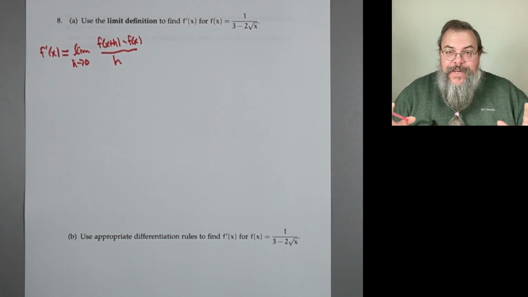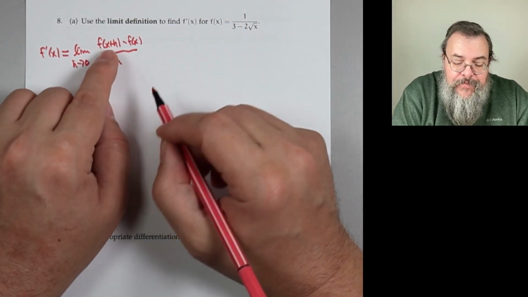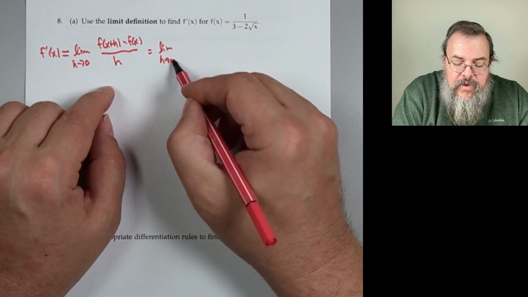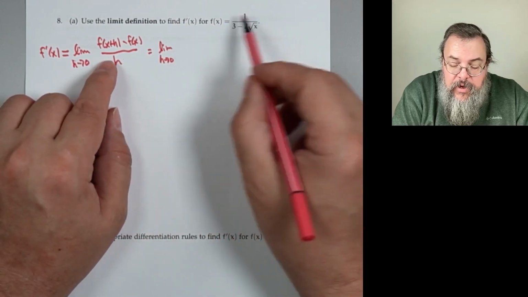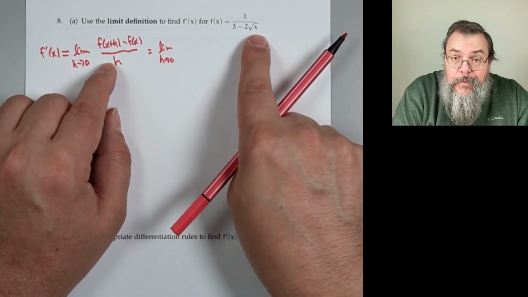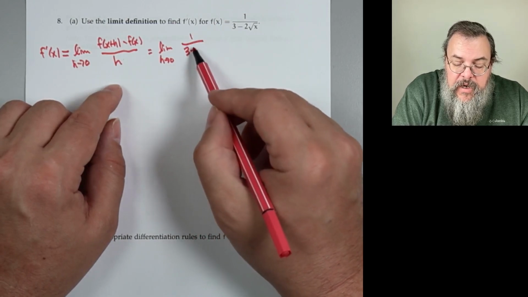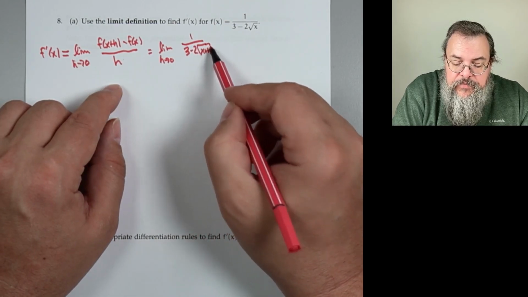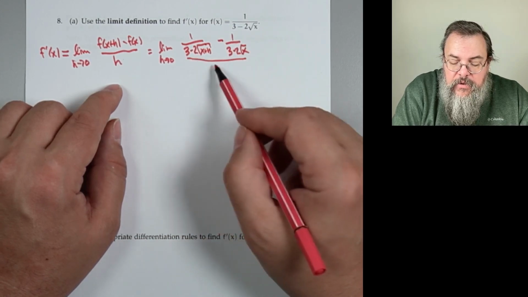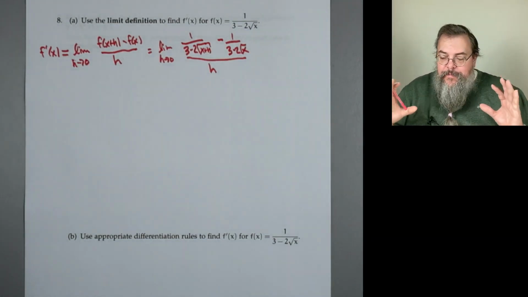So I got to get this right. Now, the next step. Know what it means to plug in x plus h. So what does that mean? Well, we're going to have the limit as h goes to 0 of, and now you write down the function. The only thing that happens is wherever you see an x, there's only one x, you put x plus h. So 1 over 3 minus 2 square root x plus h minus 1 over 3 minus 2 square root x, all over h.